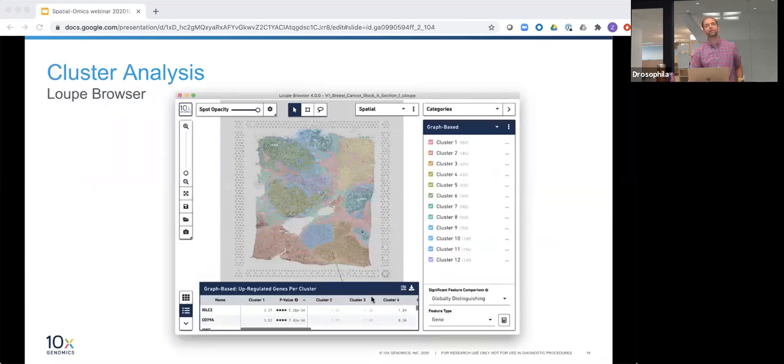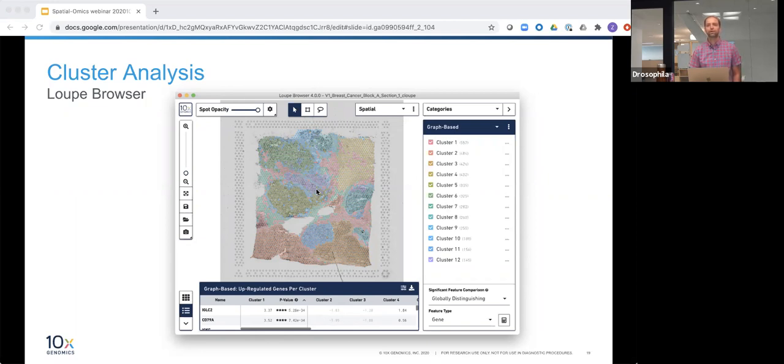This is an example here of a breast cancer tissue that we sequenced in-house, looking at it through the Loupe browser. What you can see here is a lot of different features. You can see these 12 different clusters that were identified using the spatially naive clustering. You can adjust the spot opacity here and see more of what your tissue looks like in the background.